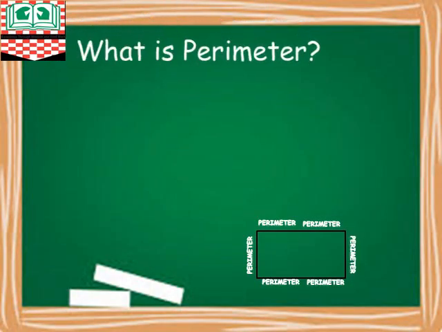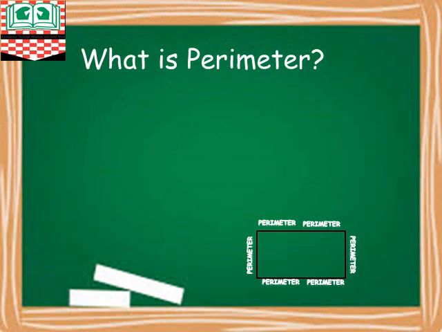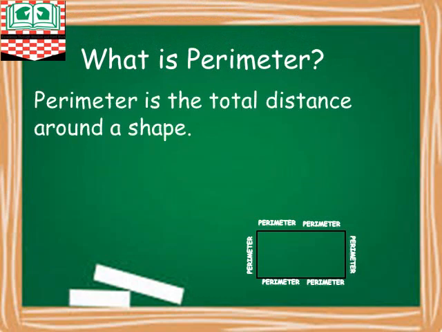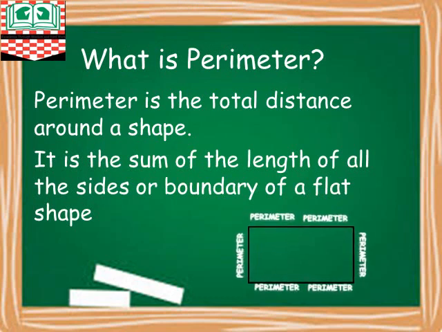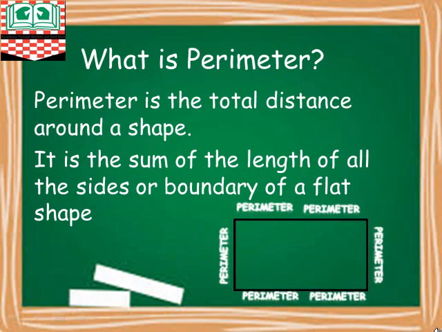Okay, what is perimeter? Just like you did yesterday. Perimeter is the total distance around a shape. It is the sum of the length of all the sides or boundary of a flat shape. Can you see this shape? When you add all the sides together, you get the what? Perimeter. The total distance around a flat shape.